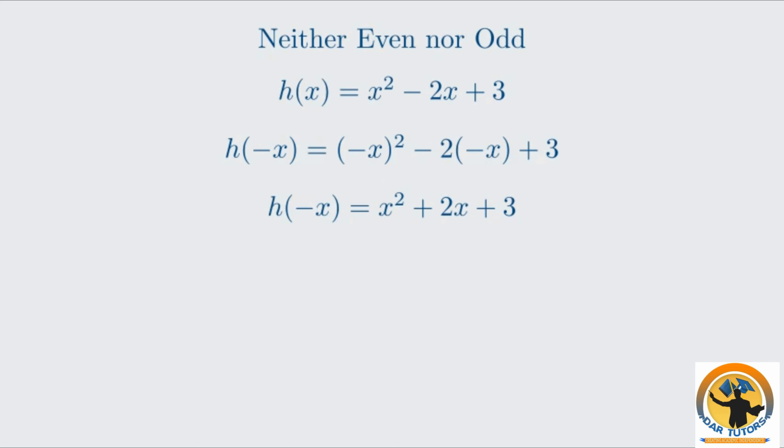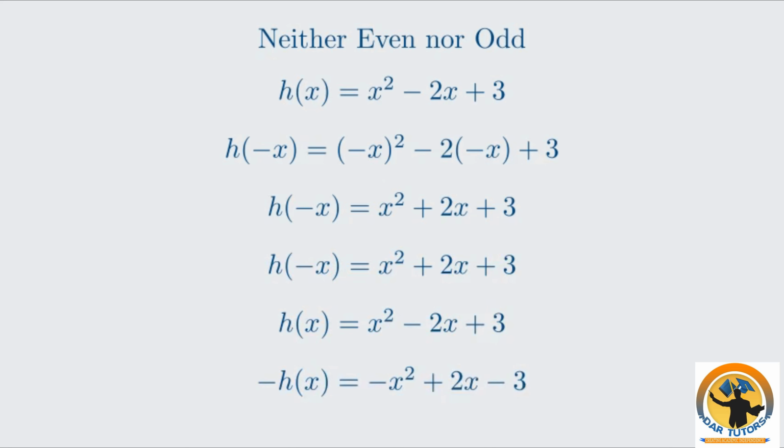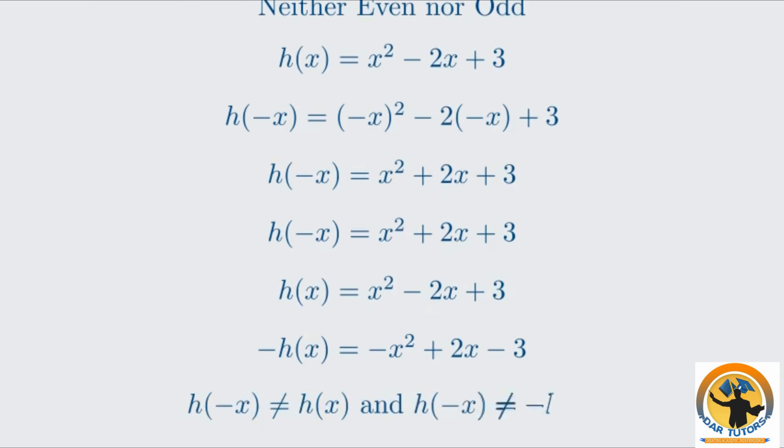Now let's compare this to our original function, h(x). Is h(-x) equal to h(x)? No, because of the plus 2x term. Is h(-x) equal to -h(x)? -h(x) would be -x squared plus 2x minus 3, which is also not the same. Since it fails both tests, h(x) is neither even nor odd.